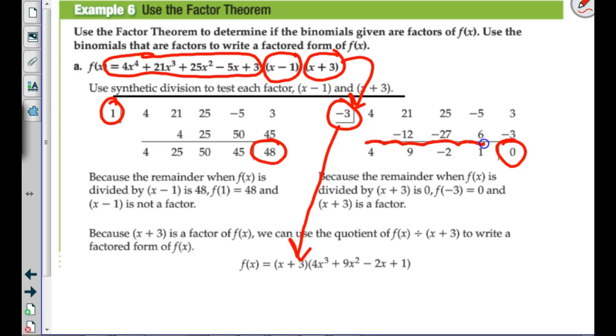And this, did I use that term yesterday? This is called the depressed polynomial. This little guy down here, 4x cubed plus 9x squared minus 2x plus 1, is the depressed polynomial. Now, I don't know how to factor that any further yet, unless I could find another factor. That's where we're going with this.